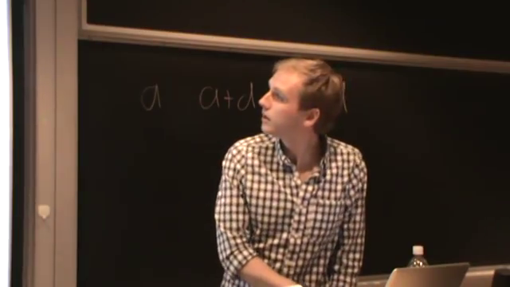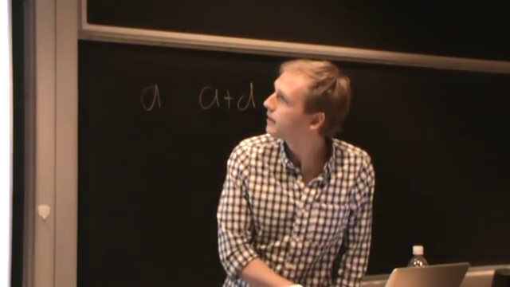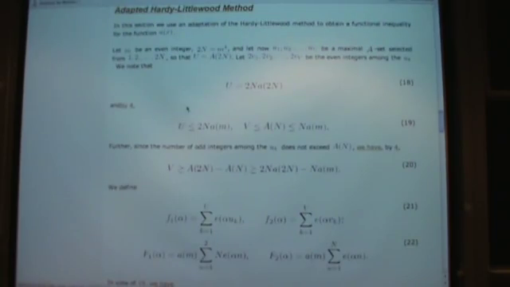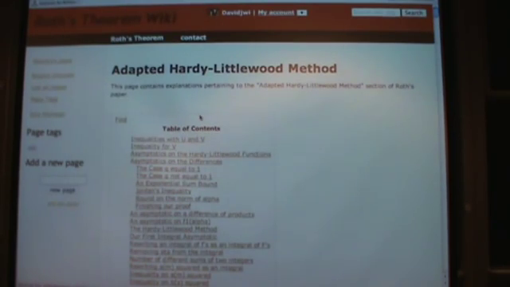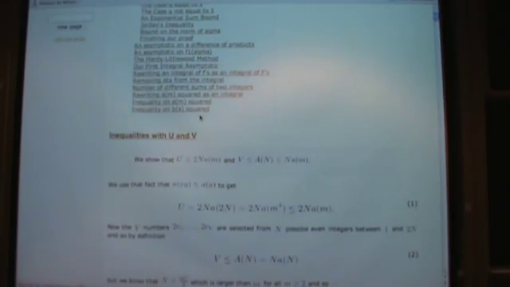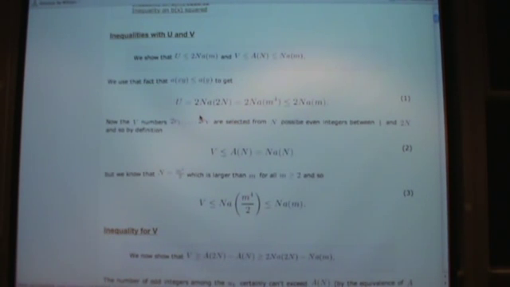So, just go back. And yeah, each page automatically gets tables of contents. If you go to a section, so the adapted Hardy-Littlewood method, you can go to all the explanations for that certain section and read just those, and so on. This is all linked to on my page, and please go and tell me what you think and if there are mistakes.